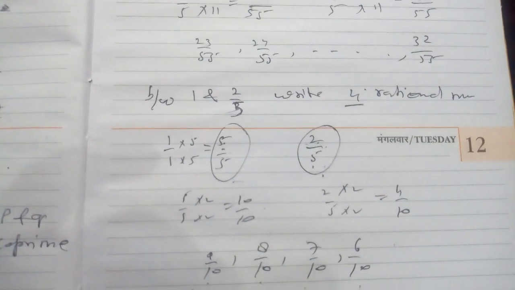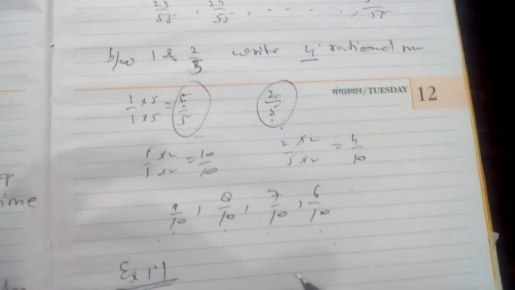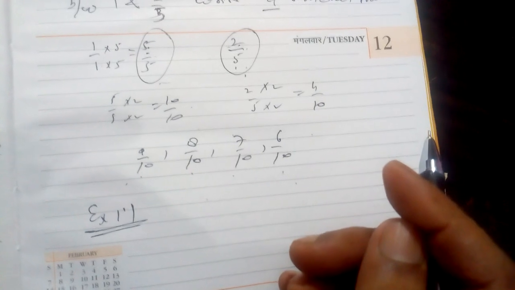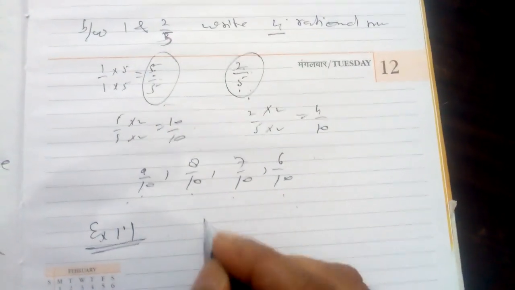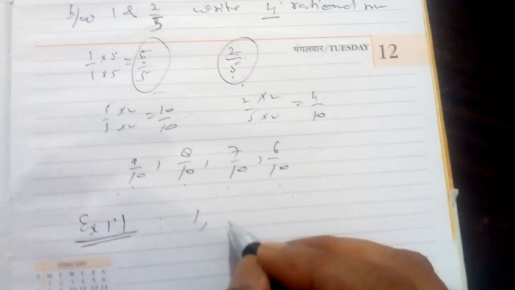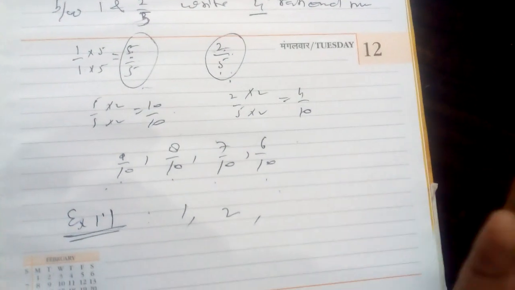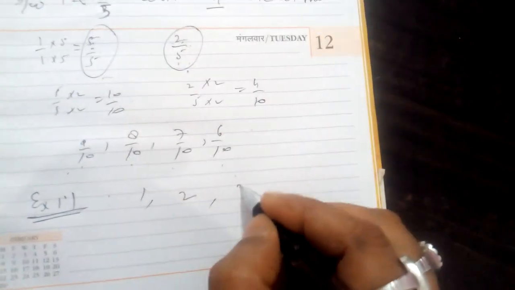So exercise 1.1. The first question is very simple. The first question is given: is 0 a rational number? Yes, you can write that 0 is a rational number. Question number 1 you can solve. Question number 2 you can also solve, because you write the numbers between them. And the third question you can also solve, just as I have told you.